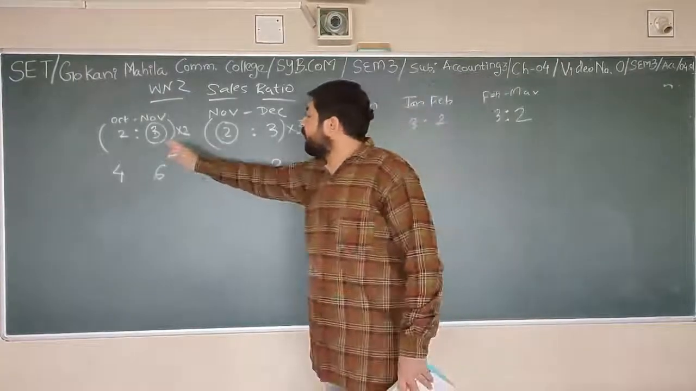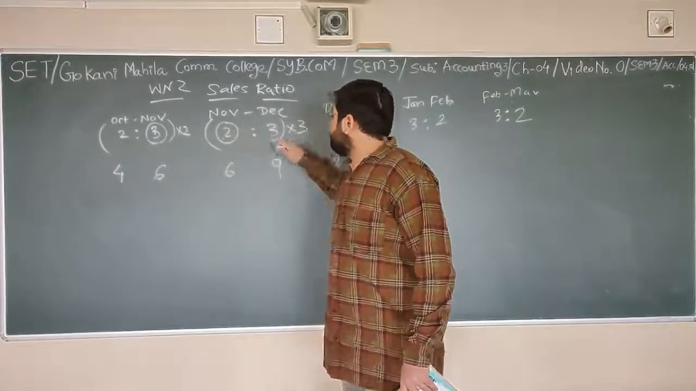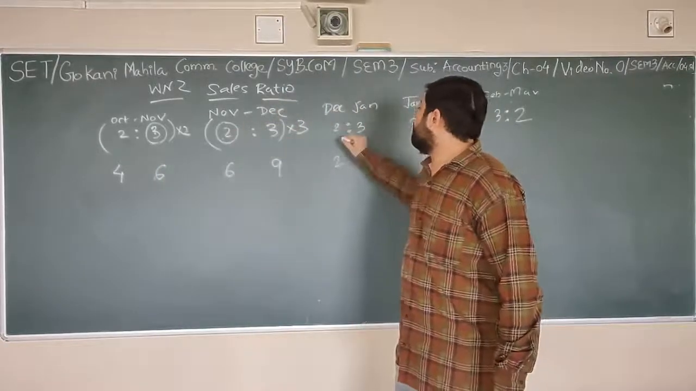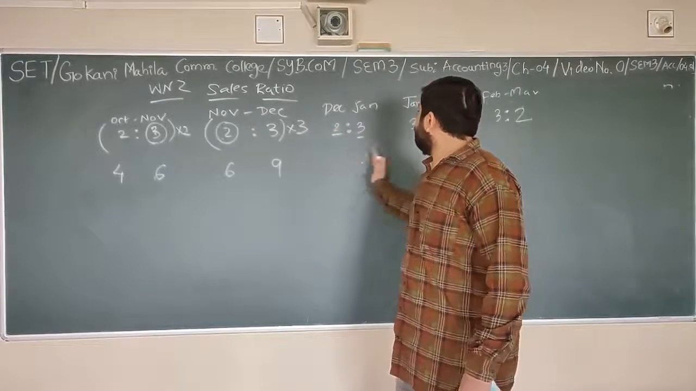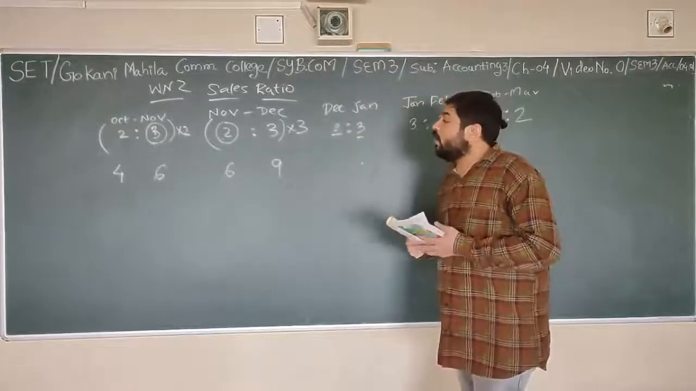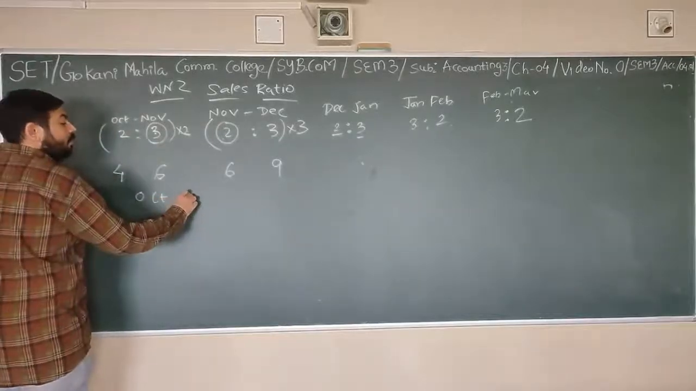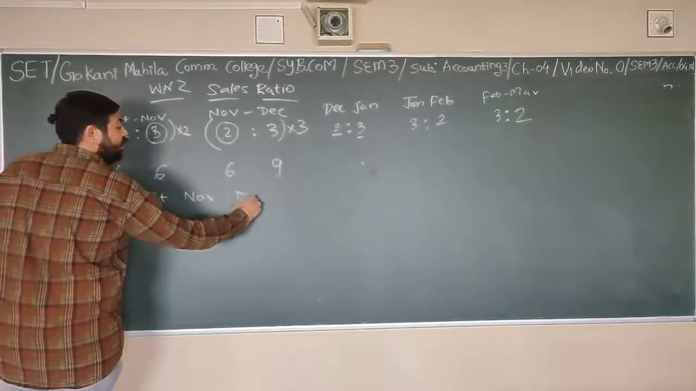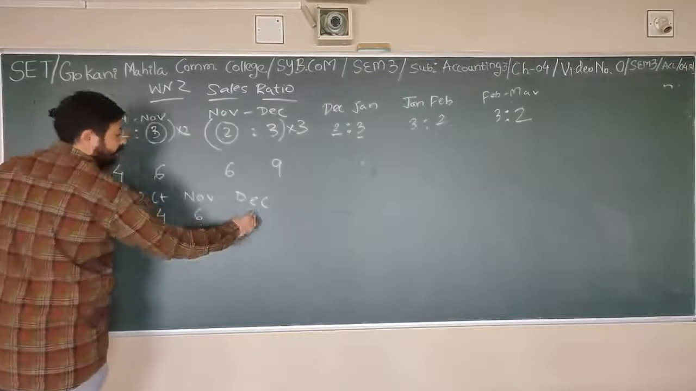Now see, if you consider October, November it is 4 is to 6, November, December it is 6 is to 9. But for December here it is 2, here it is 3. So now we have to make them equal. So now we have October, November, December, 6 common, so we can get 4, 6, 9.